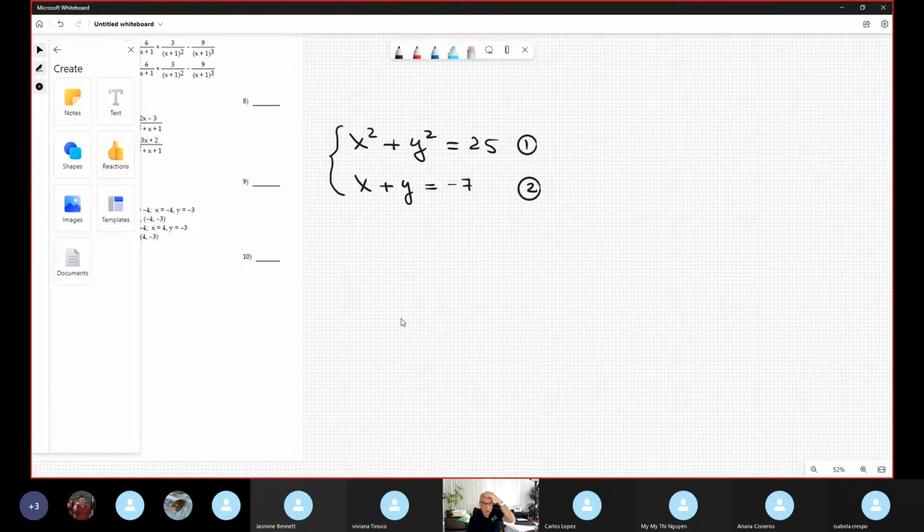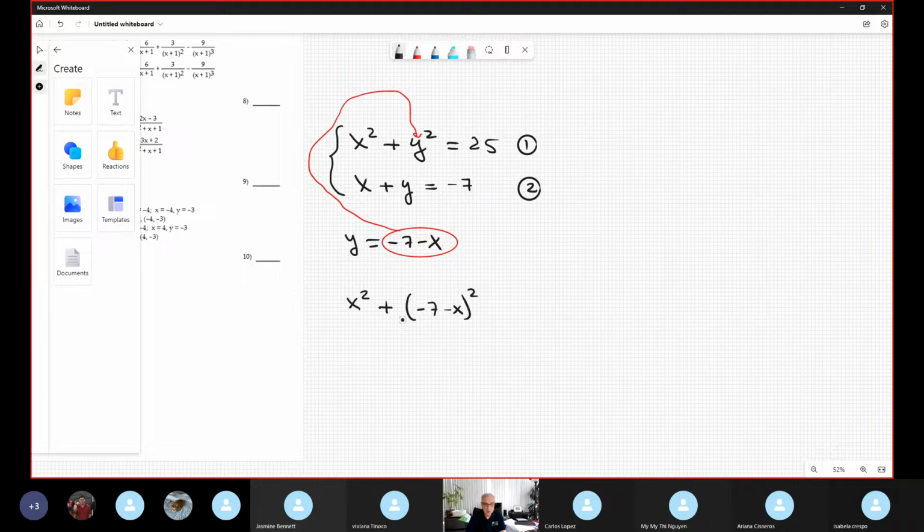So I take advantage when this situation happens. You take the linear one, that's easier. Linear is when the exponent is 1. You isolate one variable and substitute in the second equation, which is non-linear. Let's do it. For example, I propose you isolate y. y is equal to -7 minus x. I take the second equation and solve for y, or solve for x, it doesn't matter. And now substitute this expression in the other equation, over there. So you have x squared plus (-7 minus x) squared equal to 25.